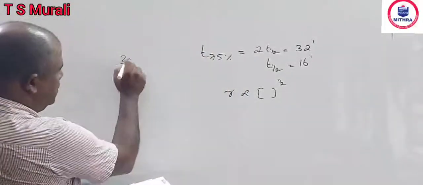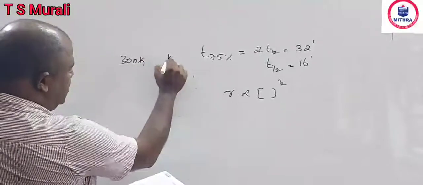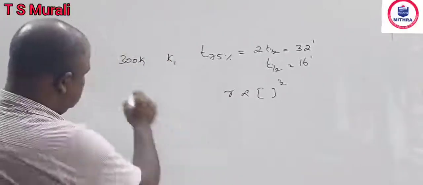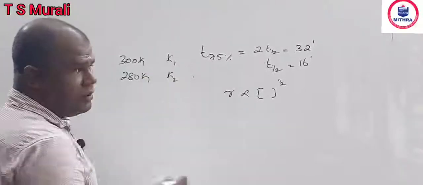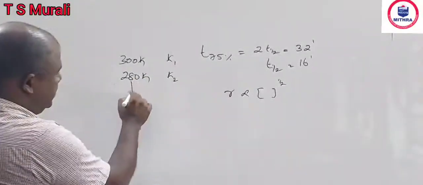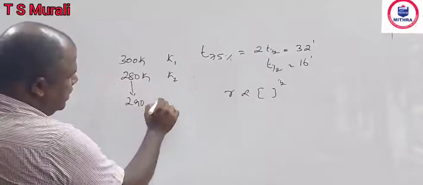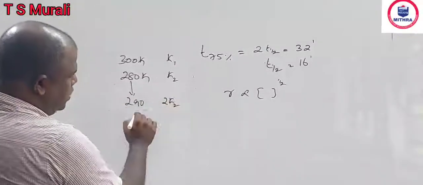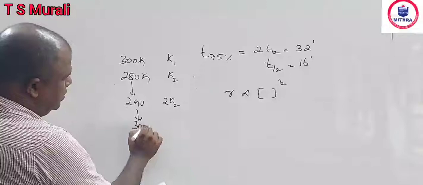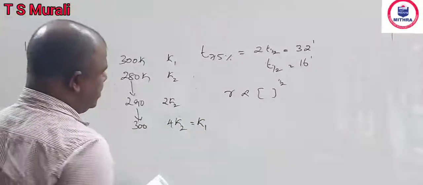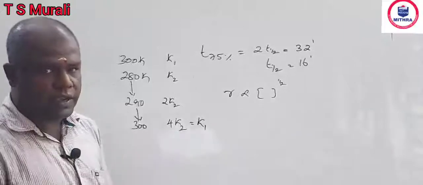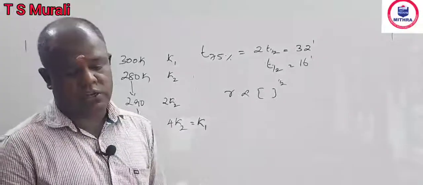At 300 Kelvin the rate constant is K1. At 280 Kelvin it is K2. What is the connection between K1 and K2? See, when 280 becomes 290 Kelvin, K2 becomes 2K2. And when 290 becomes 300, it becomes 4K2. So 4K2 equals K1. That is the result. From this result you can find the correct option.